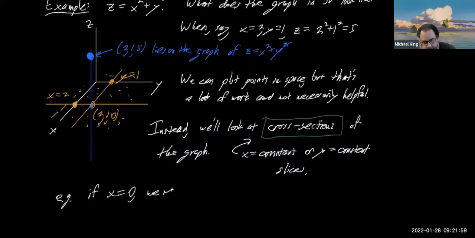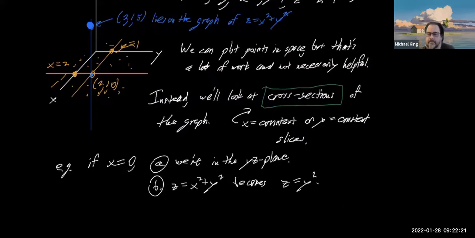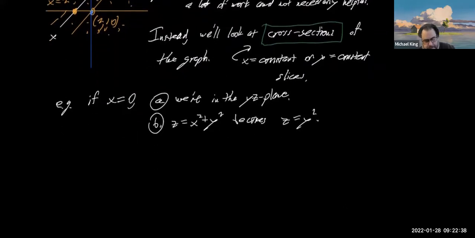So I should say A, we're in the YZ plane. And B, z equals x squared plus y squared just becomes z equals y squared. Because x is 0, so you plug in 0 and you just get z equals y squared. And so this is a slice of the graph, basically. In fact, I could try to draw that again.